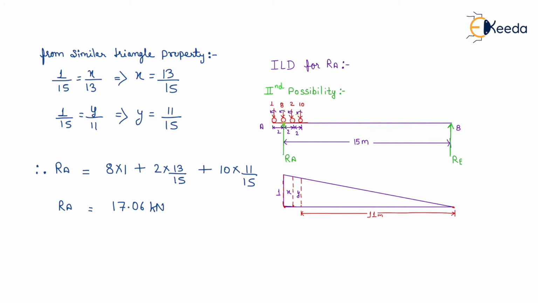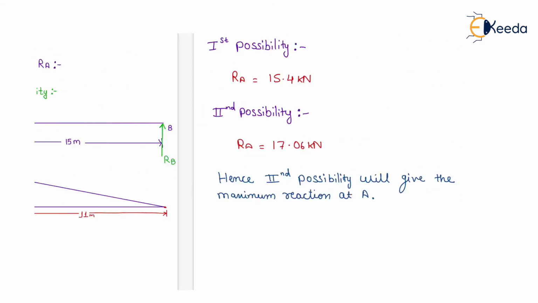Now for finding the value of RA, we need to multiply the load by the vertical ordinate, that is 8 into 1 plus 2 into x plus 10 into y. By putting the value of x and y here, we get the equation as 8 into 1 plus 2 into 13 by 15 plus 10 into 11 by 15. So RA will be equal to 17.06 kilonewton.